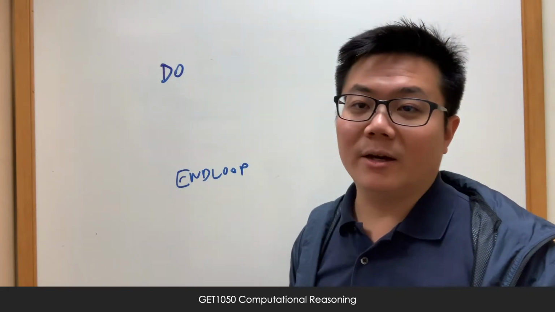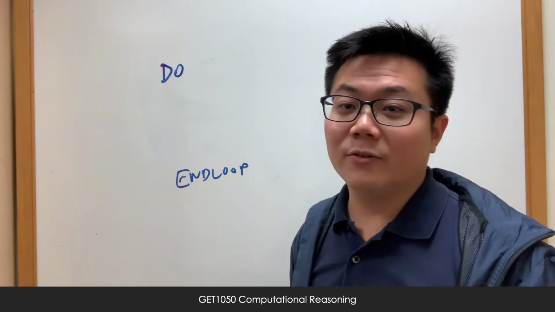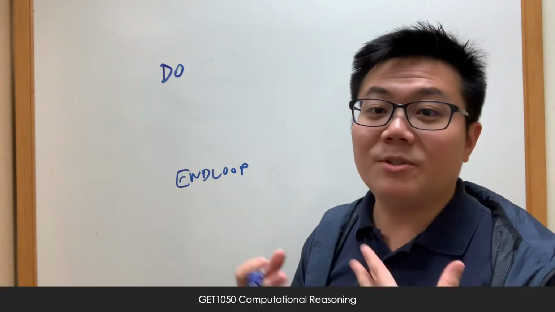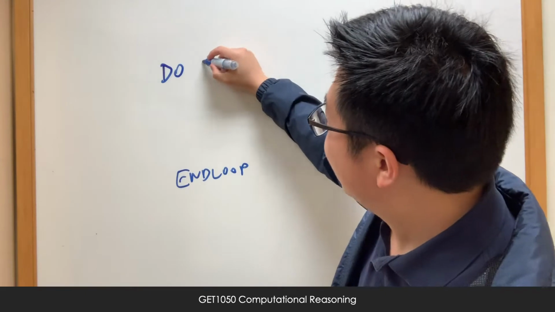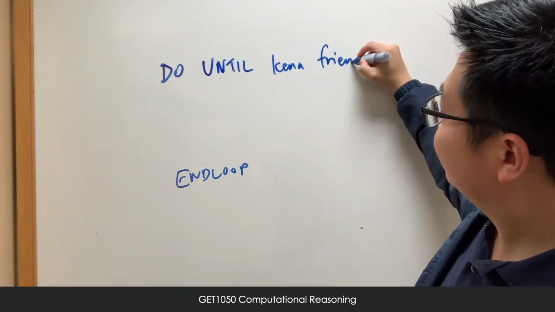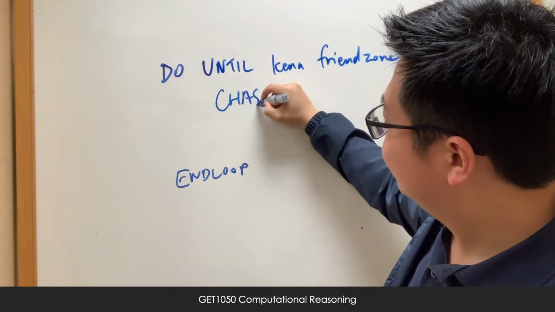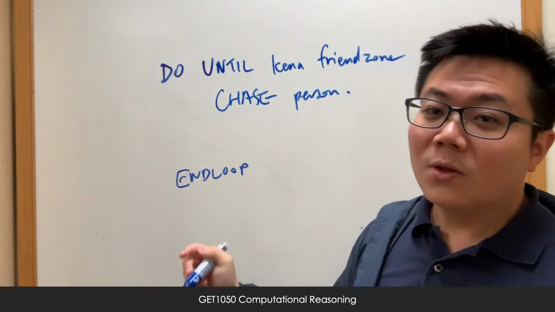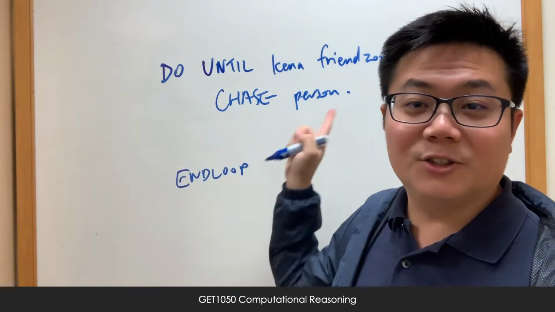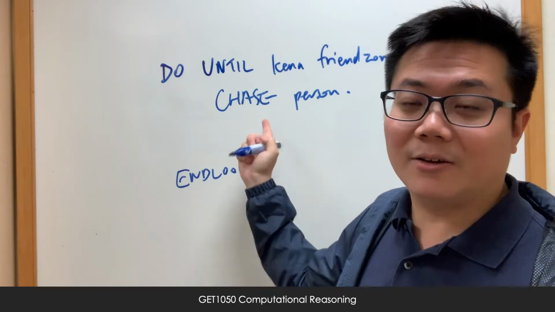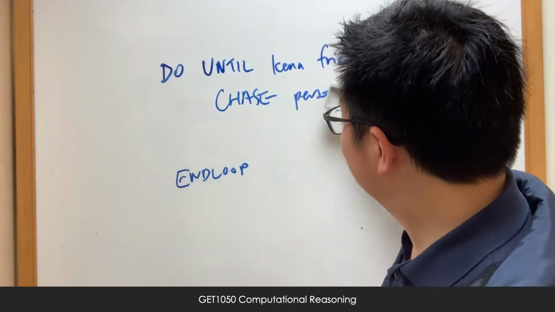Right? Let's say some of you, I know, like some of you very desperate for somebody, right? Or you like the person and then you keep chasing, right? So do until kena friend zone. Chase person. Alright, so if the person that you like hasn't friend zoned you yet, then what do you do? You keep chasing after the person. Okay lah. What do I mean?